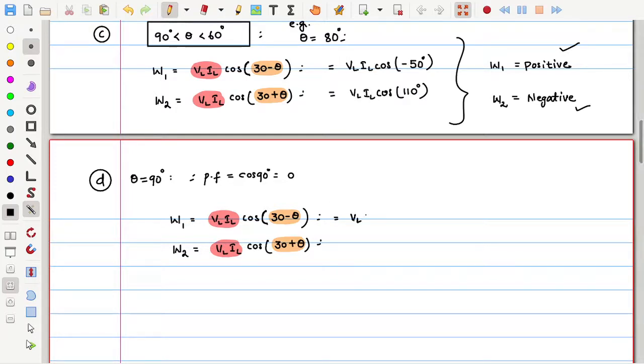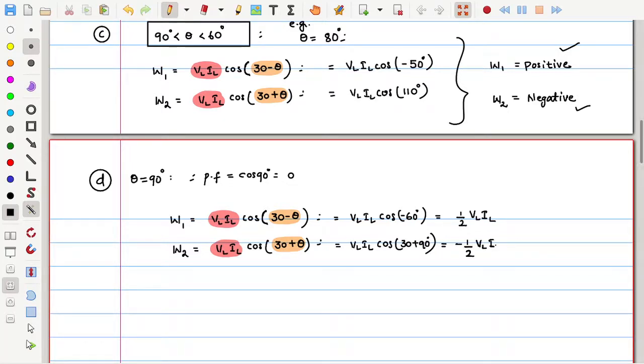Then what will be the wattmeter readings? Check it. VLIL cos of 0.5, sir, W1. Yes, cos of 30 minus 90 is minus 60. Of course it is negative, but ultimately we will get positive, so we get 1 by 2 VLIL. What about the other value? 0, sir. No, not 0. Cos of 30 plus 90, right? Yes, sir. We just substitute theta here, so cos of 120 is minus 1 by 2. I need 1 by 2, sir.